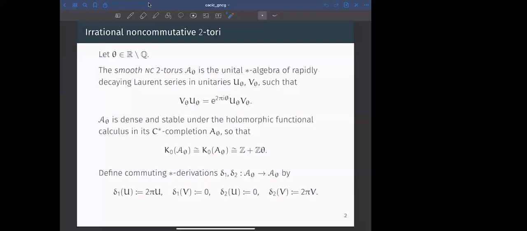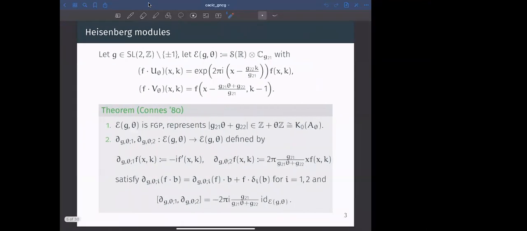So what did Alain consider in that Comptes Rendus note? Suppose G is a non-trivial element of SL_2(Z). Given such a matrix, one can define a non-trivial right module over the noncommutative two-torus A_theta using the appropriate, this is clock, if I recall correctly, and this is shift, if I recall correctly. So the G_ij are the entries of G. This number G_21 theta plus G_22 will be, I believe, the rank, and G_21 will be the degree, if I recall correctly. And this is 1/slope or something like that.